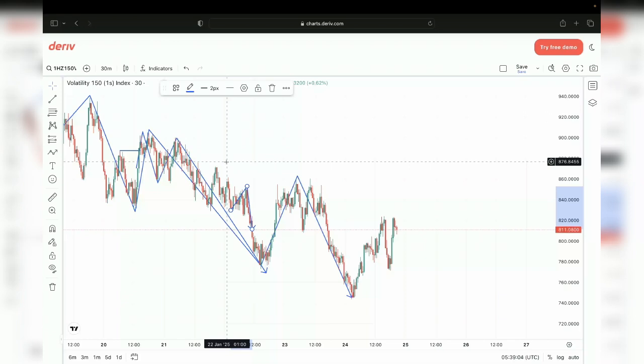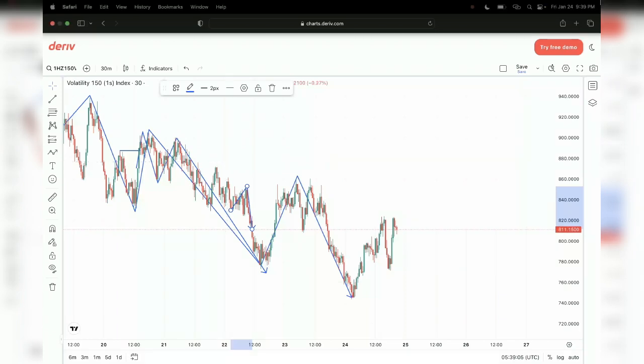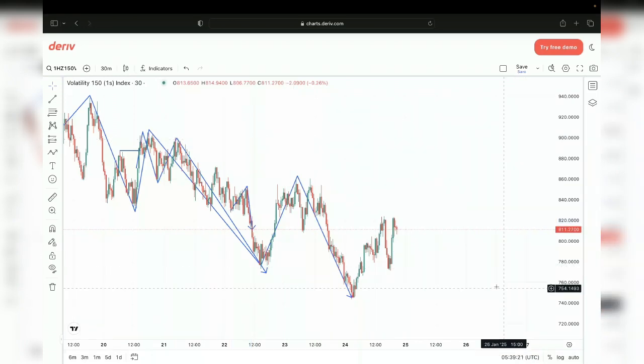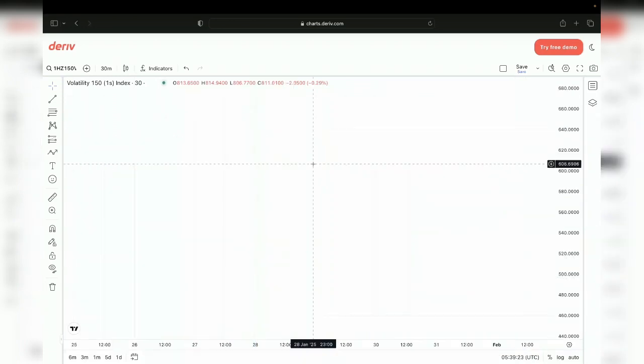Let's move on to today's topic, which is discount, premium prices, POIs, and entry. Alright, so what is discount and premium zone?